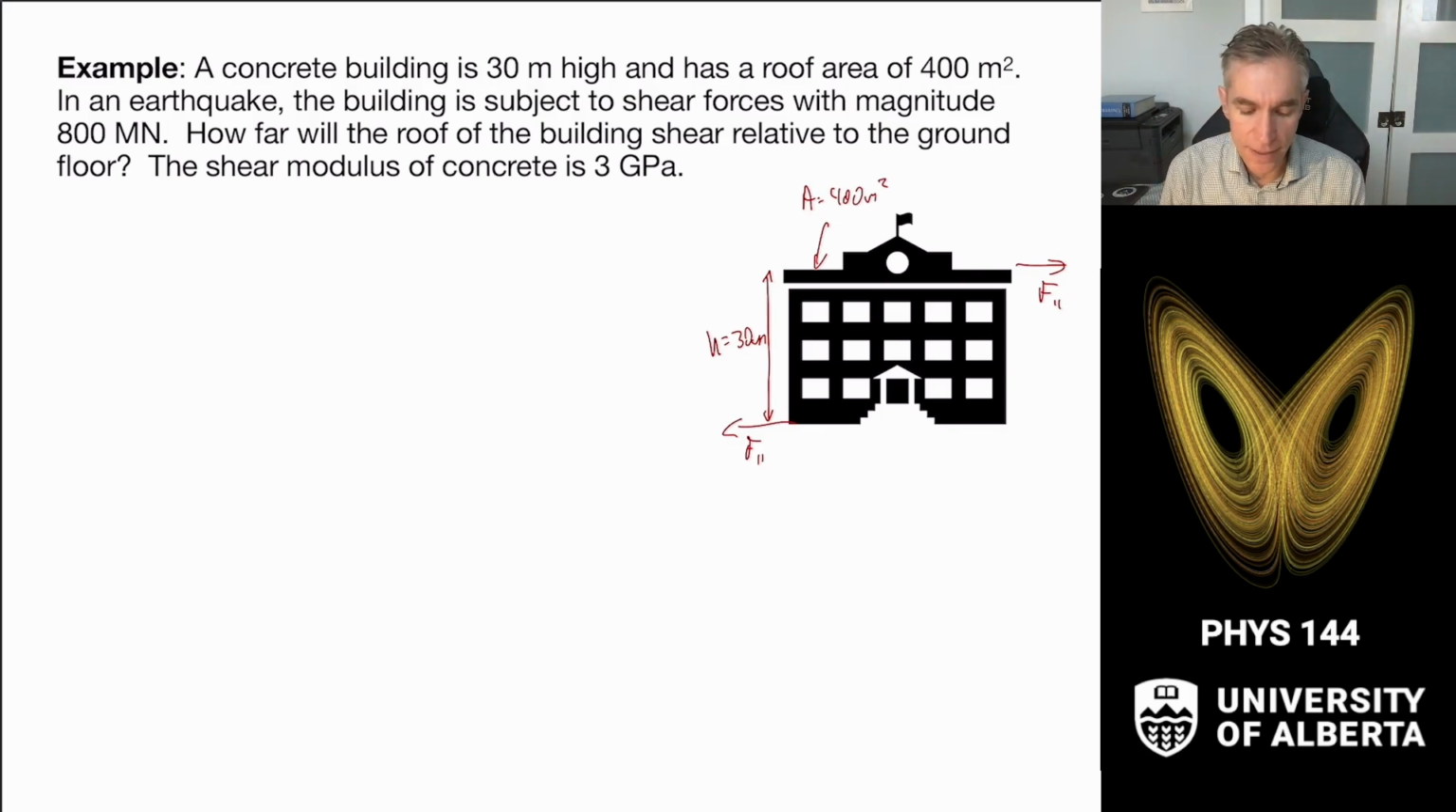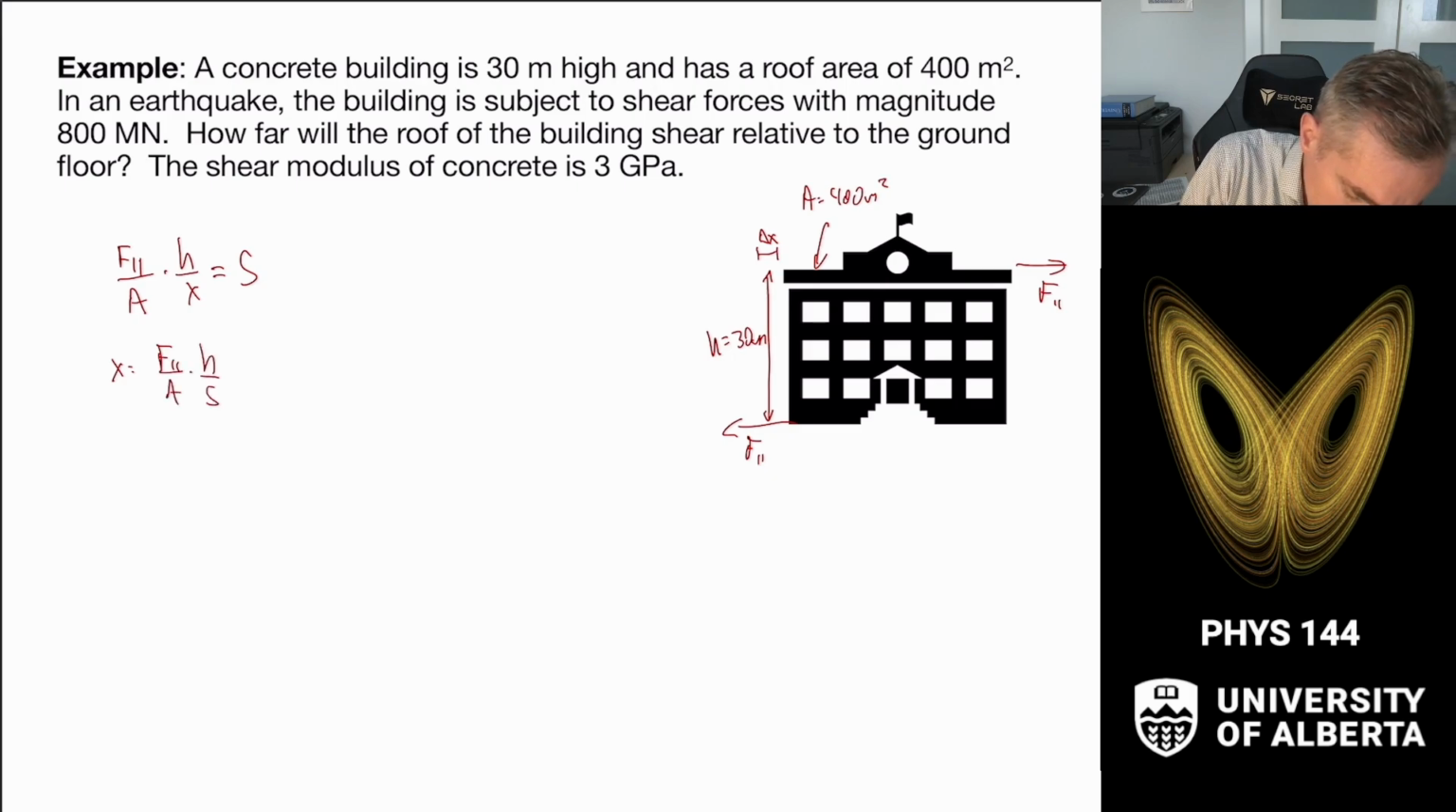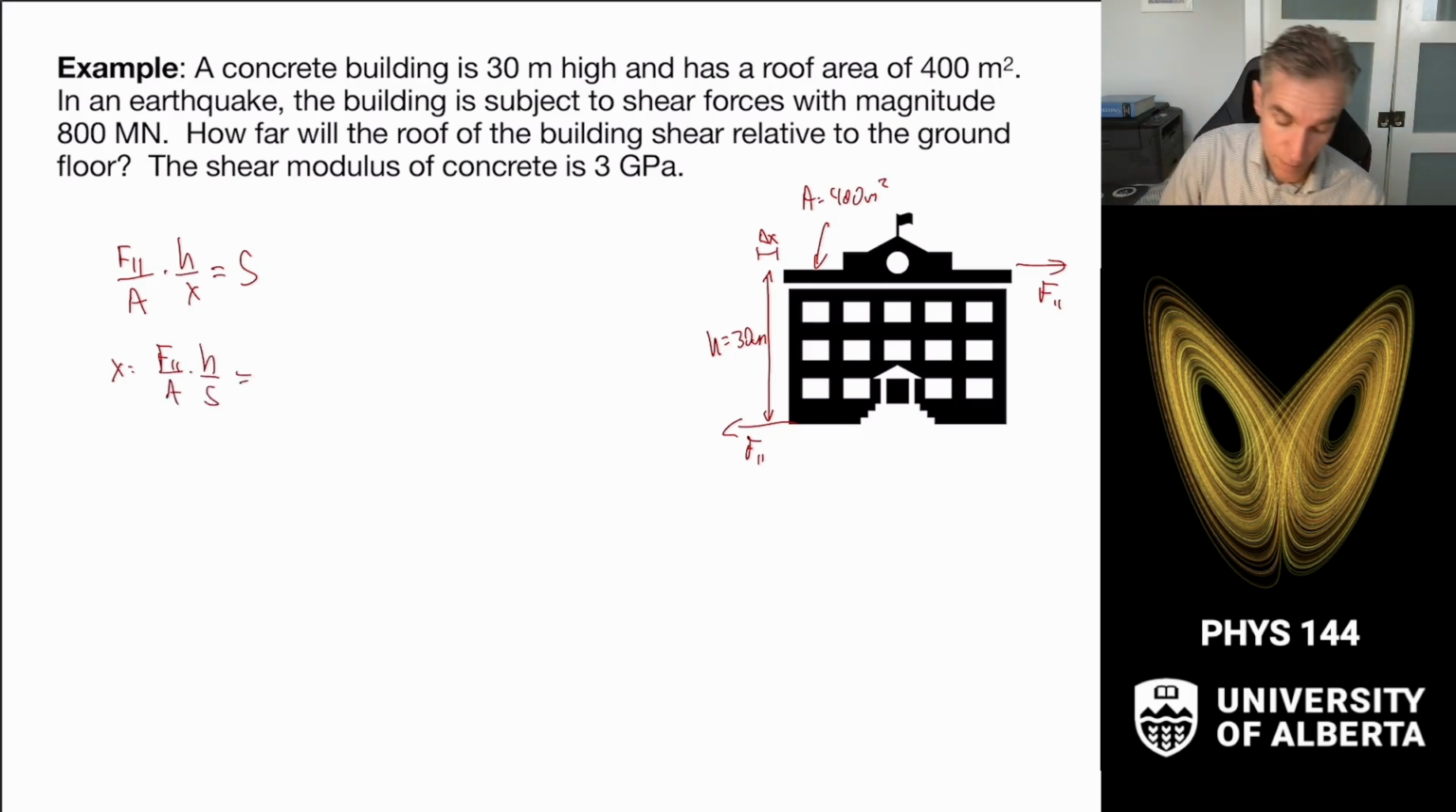And what we'd like to know is how far will the roof of the building shear relative to the ground? So we want this little displacement here, delta x, under our earthquake. And so then we have our stresses over our strains. So we have F parallel over the area times the height of the building over x is equal to the shear modulus. And again, we can solve for x, so we get x is equal to F parallel over A times h over S, and then we plug in the numbers as given in the problem.